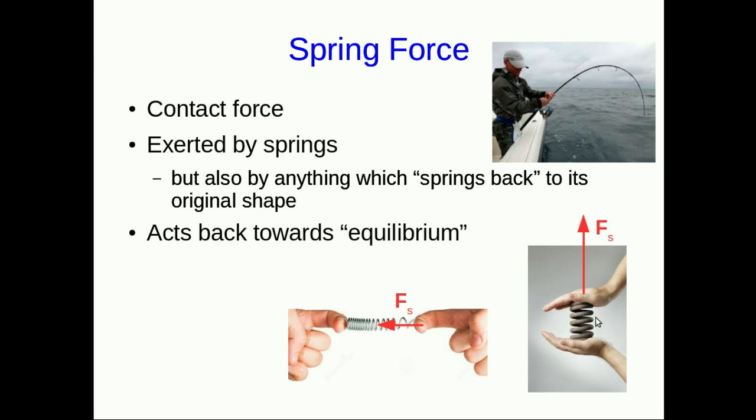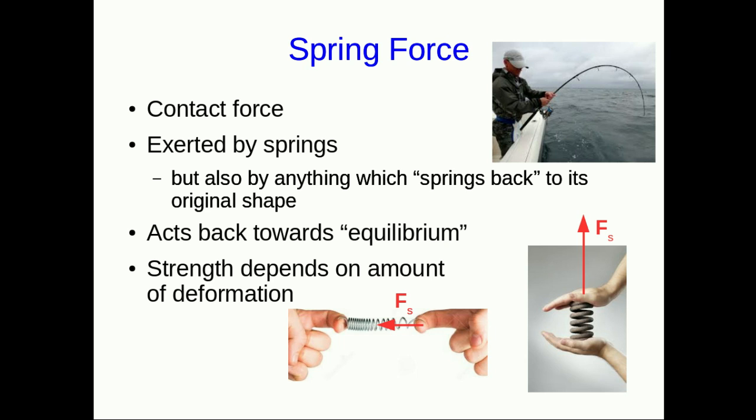What do I mean by that? I mean, if you take a spring and you compress it, then the force that the spring exerts back on your hand is back towards the uncompressed length of the spring. And similarly, if you take a spring and you stretch it, it pulls on your finger back towards its unstretched length. And finally, the amount of force that a spring exerts depends on how far you stretch it, or for something else like a fishing rod, by how much you've deformed it.